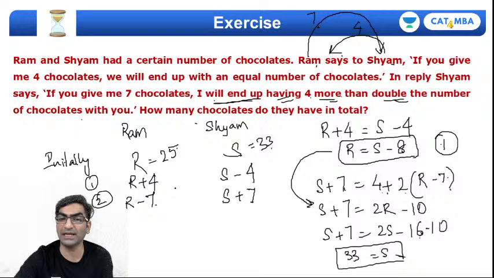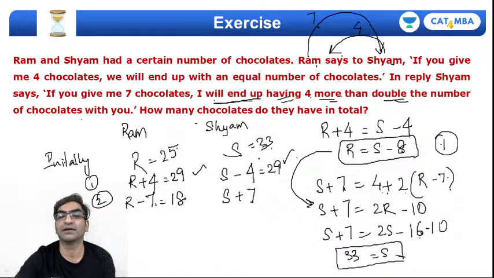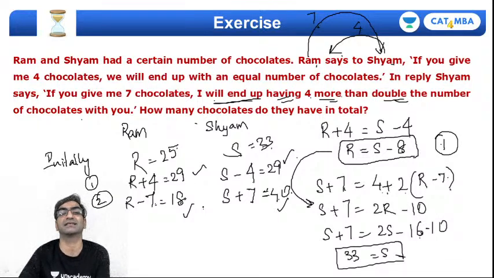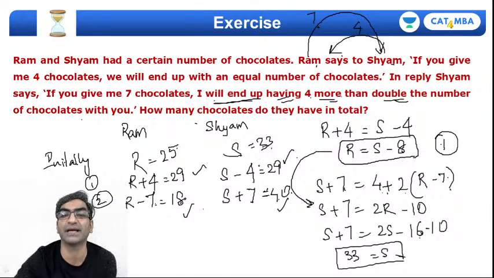Right. Let's quickly check the conditions once. If I add 4 to 25, it becomes 29. If I subtract 4 from 33, that also becomes 29. They are equal, absolutely correct. Okay, how about the second condition? 25 minus 7 is 18. 33 plus 7 is 40. Okay, I will have 4 more than double, right? 18 into 2 is 36, 36 plus 4 is 40. Perfect. Both conditions are matching, which means the answer is correct. Ram has 25, Sham has 33.